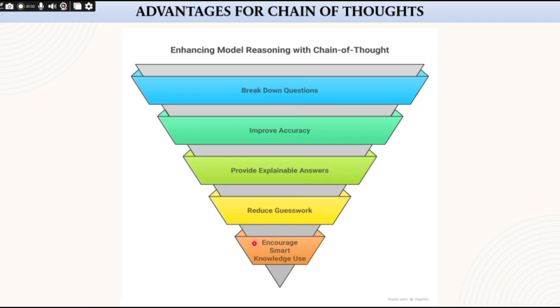Now, let's see some of the advantages of chain of thought prompting. The first one is it improves accuracy in reasoning tasks. It breaks down difficult tasks into manageable parts. It gives explainable answers, which is very great for education, audits, logic, etc. It also reduces silly or fast guessing from the model, and it encourages the model to use its knowledge in smarter ways.